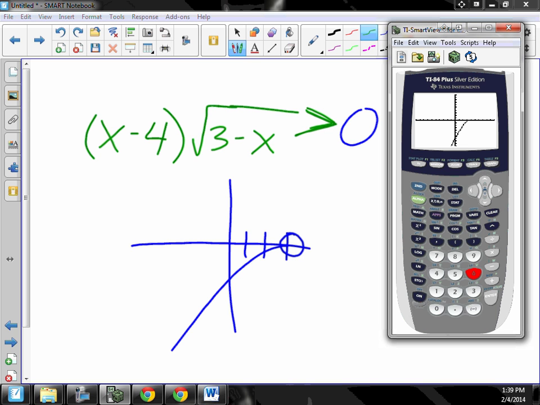For this particular problem, what if it said strictly greater than 0? There is no graph. So the answer would be never. Right? What if it said greater than or equal to 0? It would be a closed circle on the root, and that's it. Does that make sense?